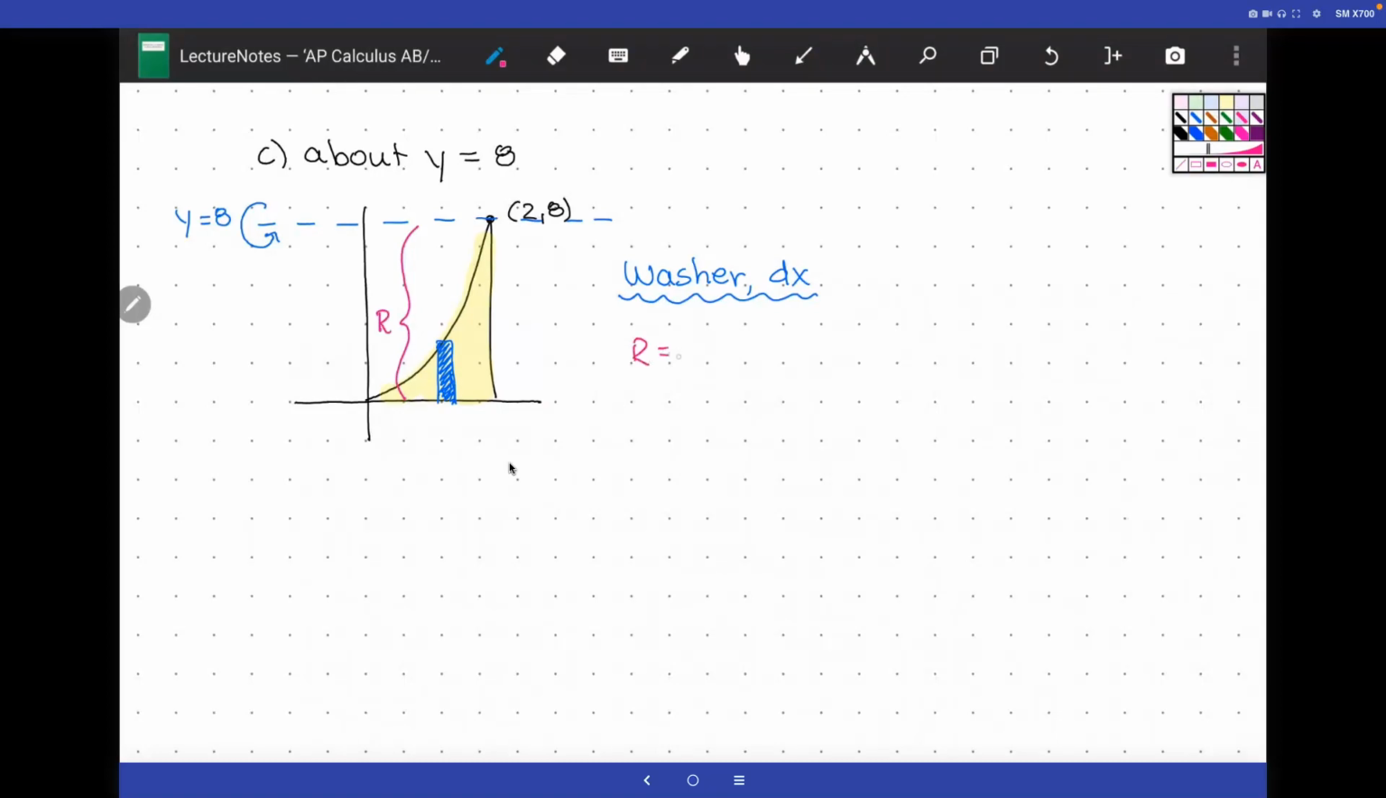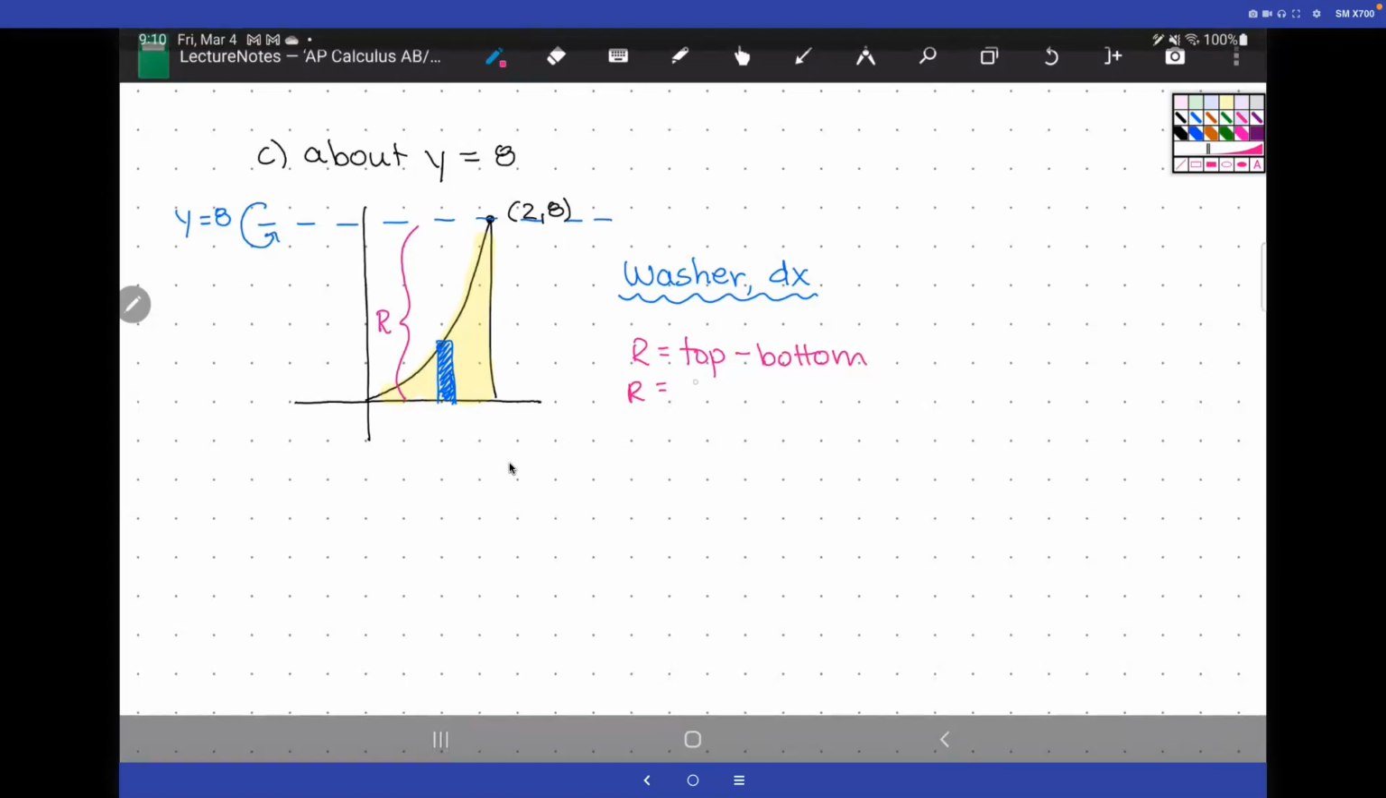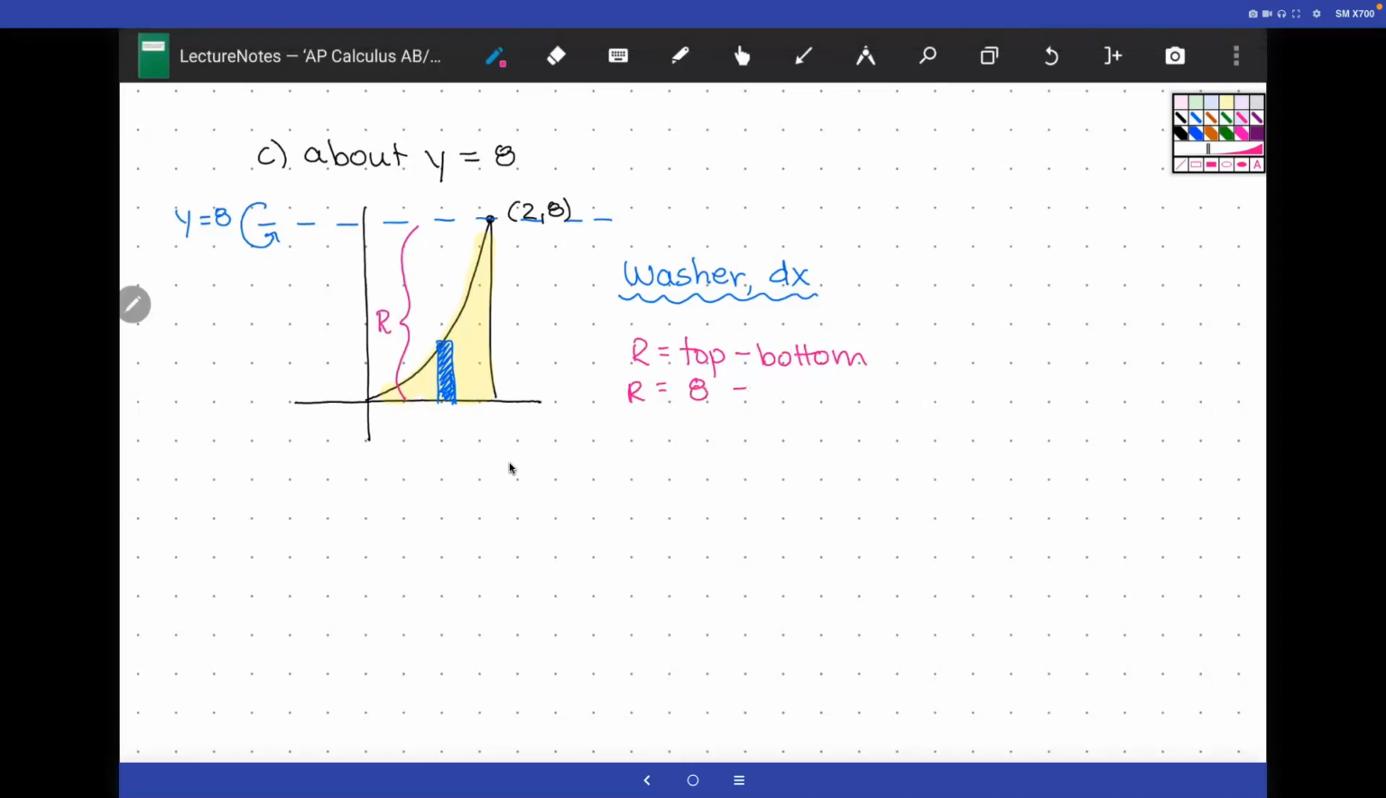Is that a top minus bottom or right minus left? Yep, top minus bottom. It's vertical. We're going to measure up and down. So what equation is along the top? Y equals 8. And what is along the bottom? Y equals 0. My big radius is 8. And it does make sense that we get a constant because we can see that both the top and the bottom are parallel. It's going to measure the same distance all the way across.